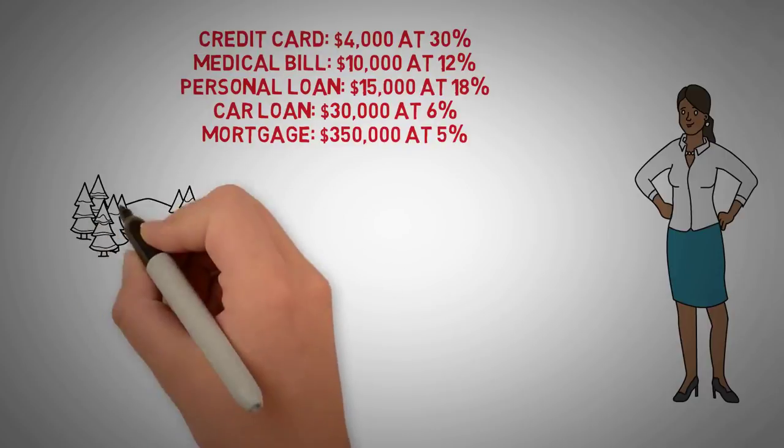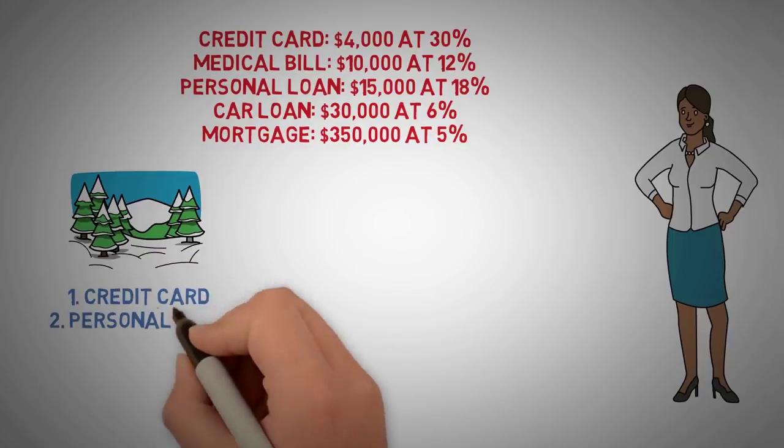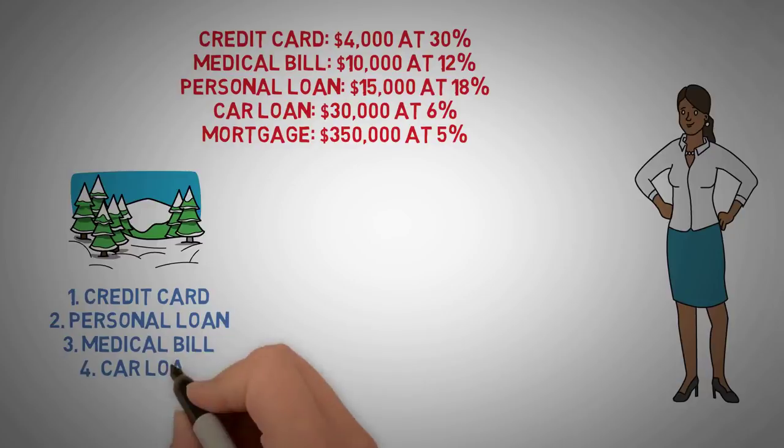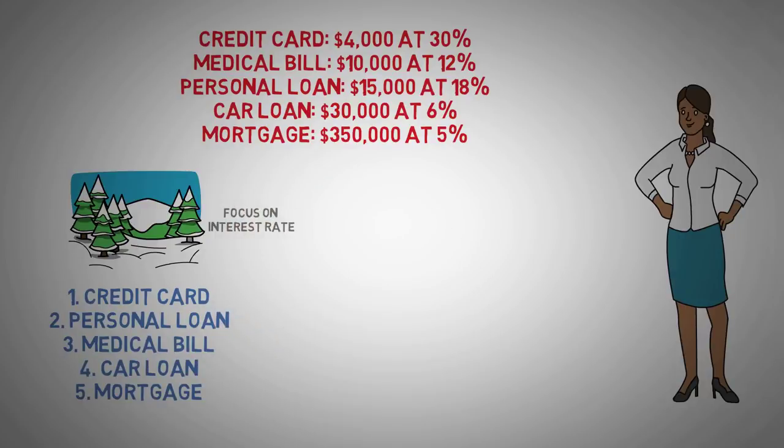Implementing the debt avalanche, they would pay as much as their budget would allow on the credit card while paying minimum payments on the rest. Once the credit card was paid off, they would throw everything they could at the personal loan, then the medical bill, then the car loan, and finally the mortgage.